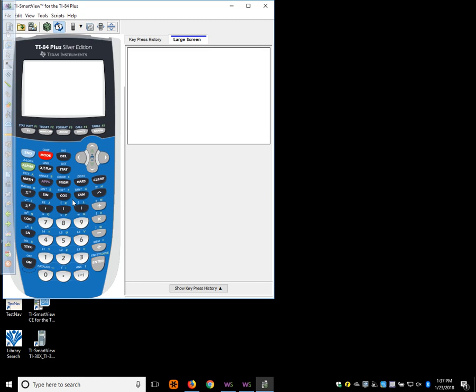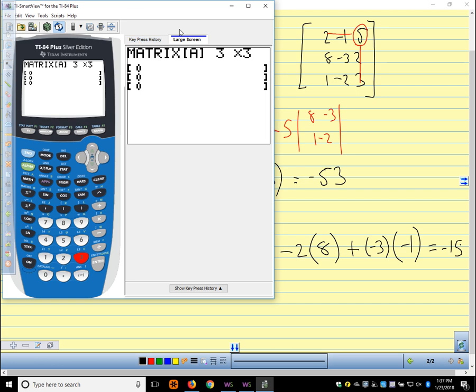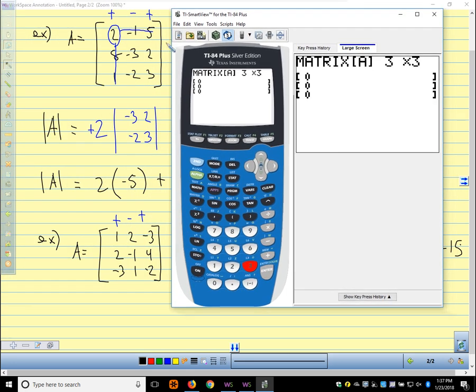All right, so what I'm going to do, I need to edit my matrix. So go to Edit. I'm going to edit matrix A. I'm going to make it 3x3. And let me go back here, and let's do this matrix so we can check our work. To enter, -1. So I'm doing this matrix. All right, so there's my matrix. That's the first example we did.